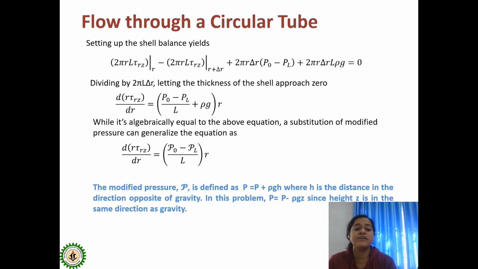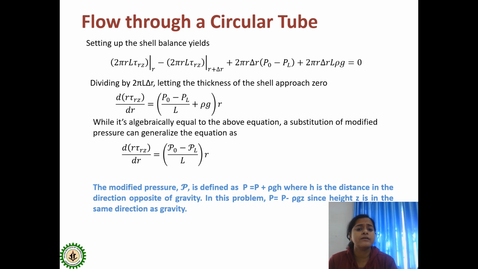After that, we divide by the constant term. What is the constant term? 2 pi r delta r L. Taking the limit as the thickness of the shell delta r approaches 0, we get the derivative form of this equation: d(r tau rz) by dr equals (P0 minus PL) divided by L plus rho g, into r.